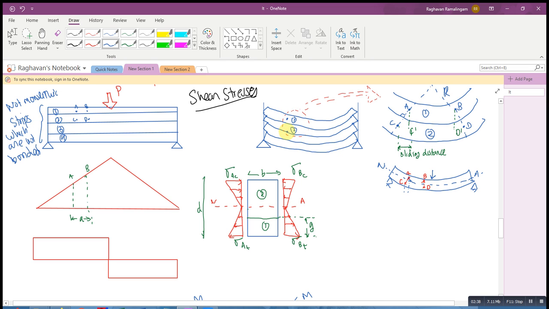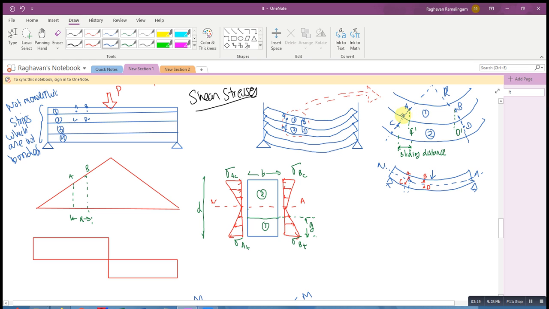And now if I take two of those strips together, and I take points on these two strips, after they undergo bending, in a monolithic beam, you see that A and C will lie on the same radius of curvature since they were on the same line before bending. Now in this case, we have two points which were on the same line before bending.